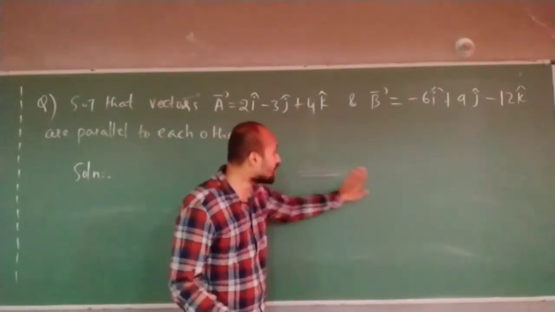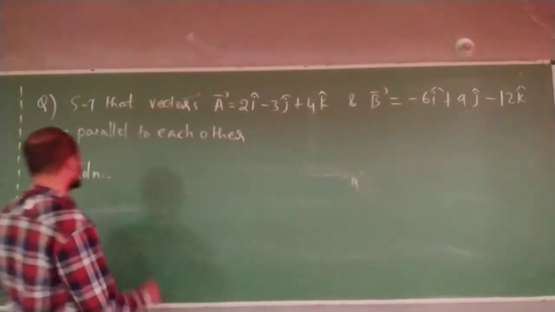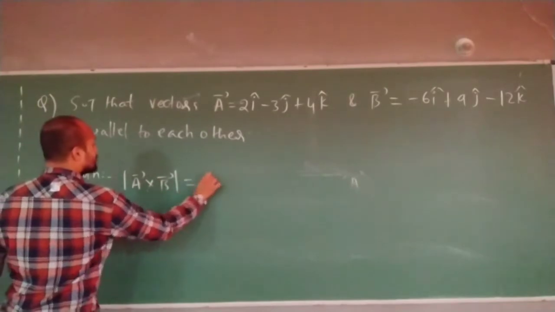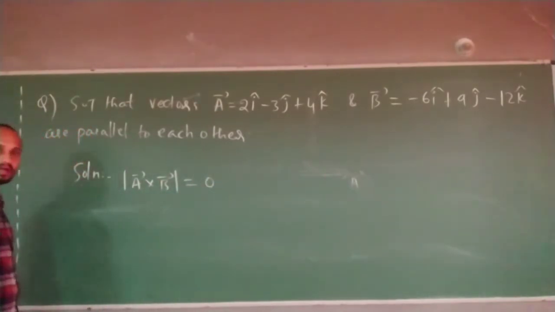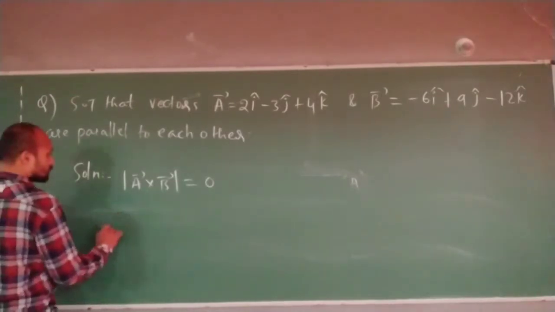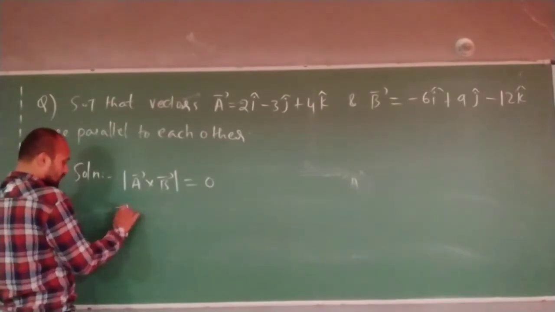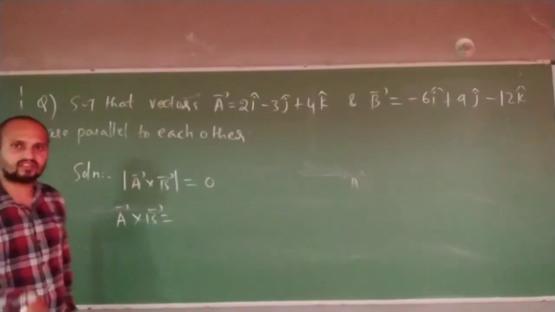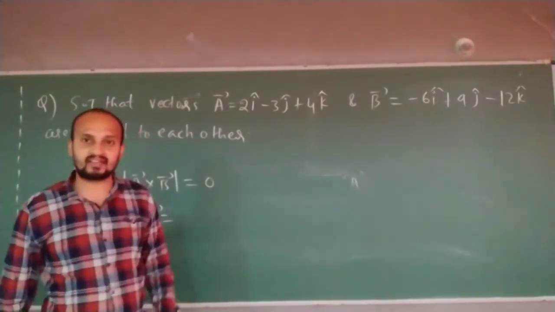Not there. So the cross product, the mod of A cross B, must be equal to 0. Correct? So let us find out. A cross B, two formulas you know. Mod you know: AB sin theta.